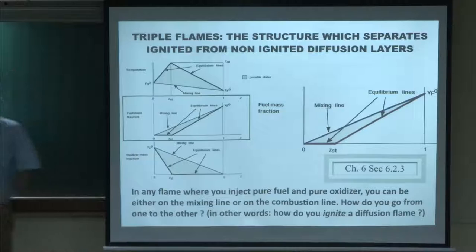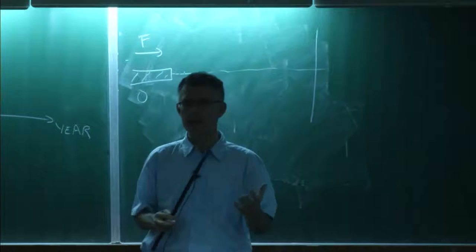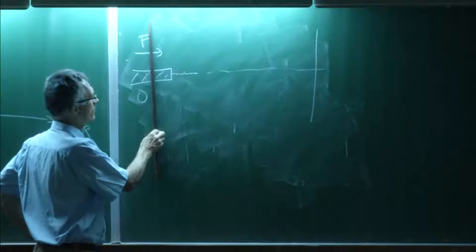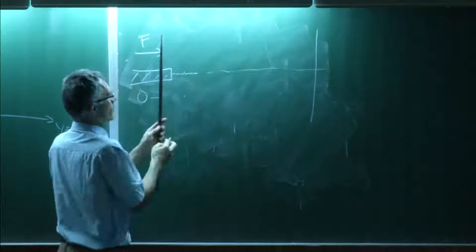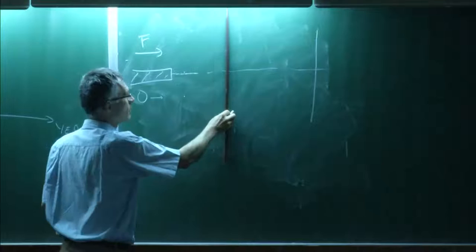The other way to formulate the same question is, how does this flame ignite? What allows this flame to stabilize? It seems like if you would do a parabolic computation, you would enter the flow here and arrive here. This is cold and this is cold. There's no reason to ignite. And if you keep going, you will never ignite. There must be something to ignite this diffusion flame. And this is the triple flame.